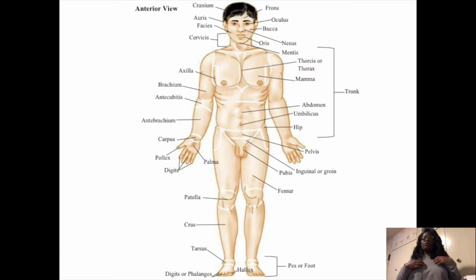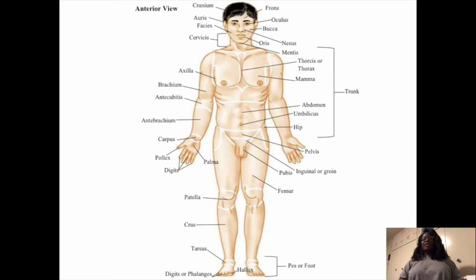Now we're going to move on to what you would normally refer to as the chest area and work our way down. Your breasts are your mammas, and then right where your breasts meet in this inner area right here is your thorax. Right below that is your abdomen. Your belly button is your umbilicus. Your sides are also known as your hips, and we normally refer to that as your hips anyway, so that shouldn't be a problem.